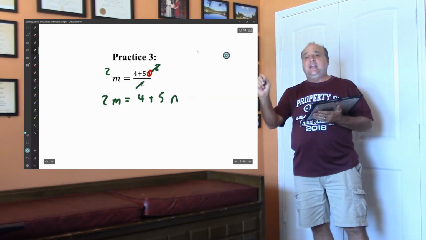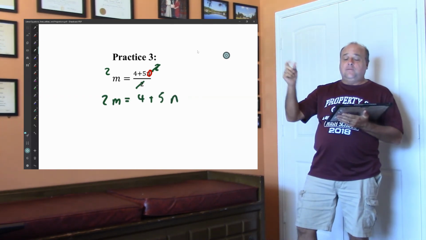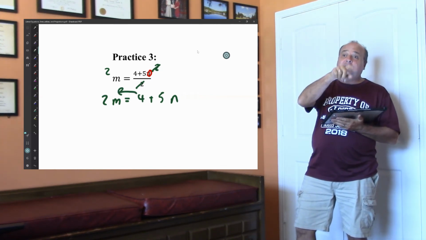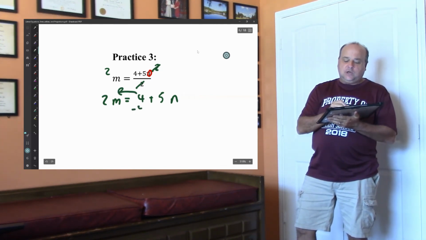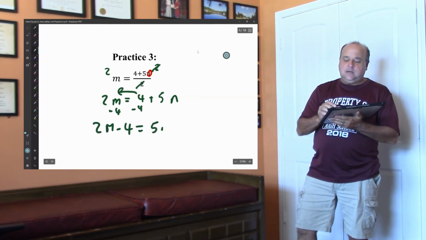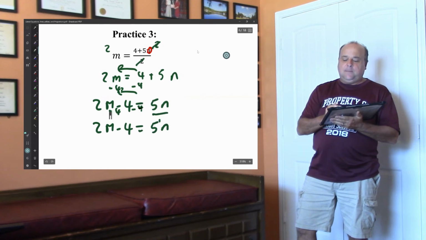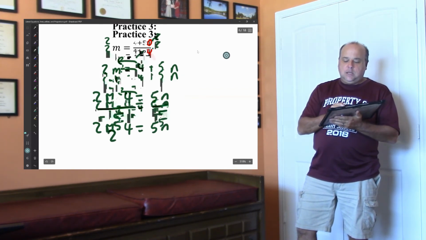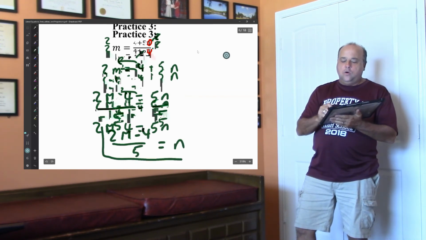Now then, you get rid of the add and subtract first, then the multiply or divide. So we're going to move the 4 over, and when we do that, it's going to go from a positive to a negative. So subtract the 4, you'll get 2m minus 4 equals 5n, and then we're going to divide by 5, aren't we? So n, or (2m minus 4) over 5 equals n.